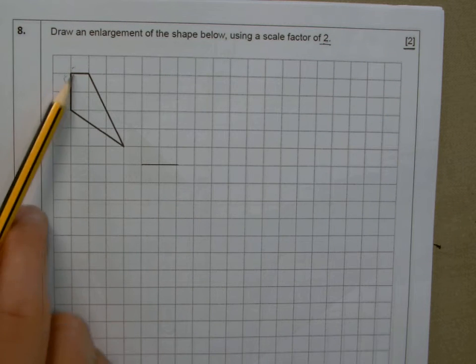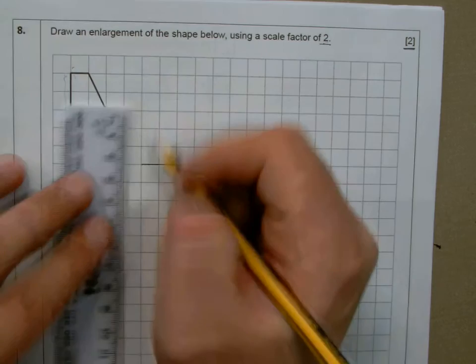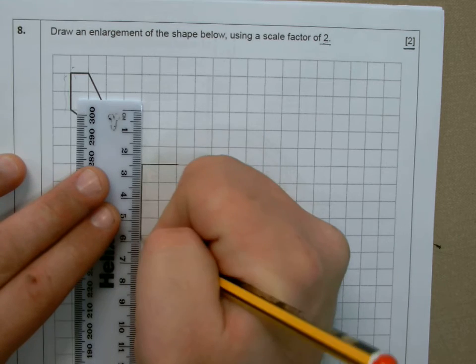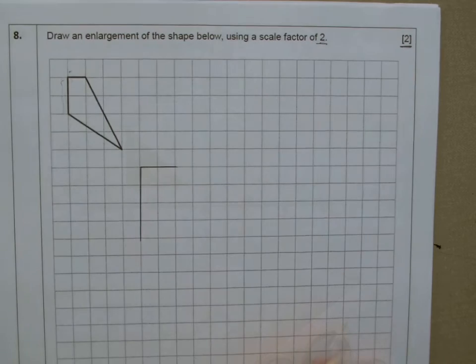Let's then look at this. This is an easy one to do, isn't it? Vertical. Now it's going down 2, so let's double it. Let's make it go down 4. Okay, fantastic.